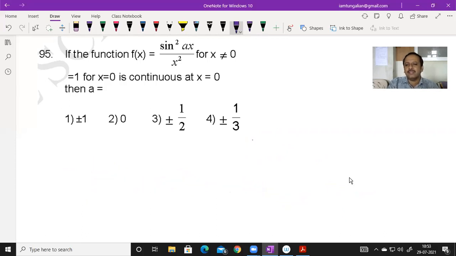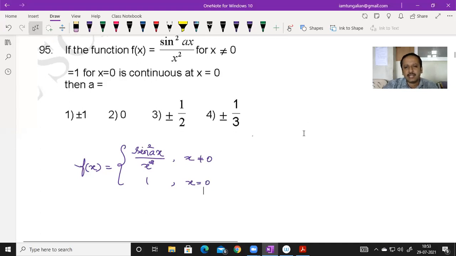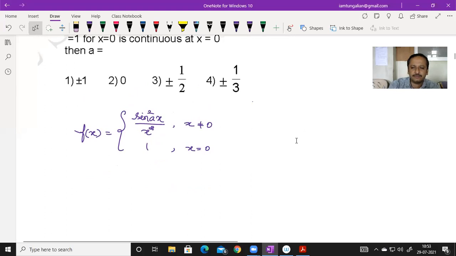Okay. So now 95th question. If the function f of x is equal to sine square ax divided by x square, for x not equal to 0, and it is 1 for x is equal to 0, is continuous at x equal to 0, then a is equal to. So this function is defined like this. F of x is equal to sine square ax divided by x square for x not equal to 0. When x is not equal to 0, it is defined as sine square ax by x square. And it is defined as 1 for x is equal to 0. Given that it is continuous at x equal to 0, then a is equal to.